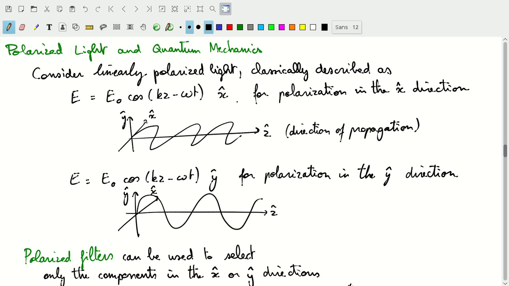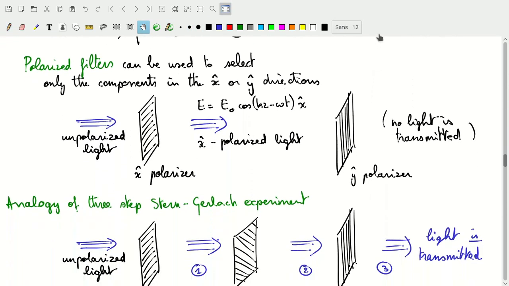And if we look at light that's polarized in the y direction, on the other hand, then of course we get a very similar expression, but now our electric field is only in the y direction. So I should technically put field vectors there. So these are two linearly independent states of linearly polarized light. So we can use polarization filters to select either light that is polarized in the x direction or light that is polarized in the y direction by selecting only those components.